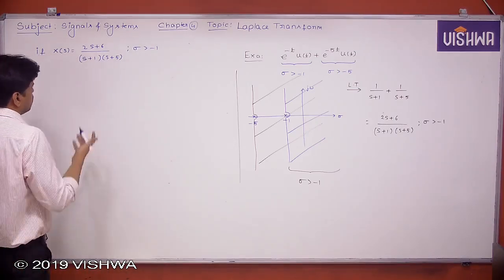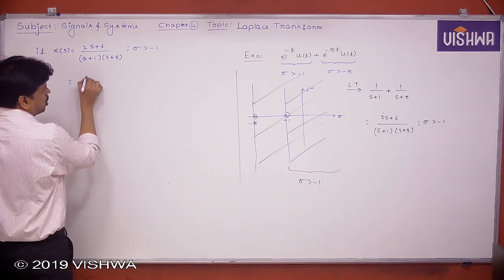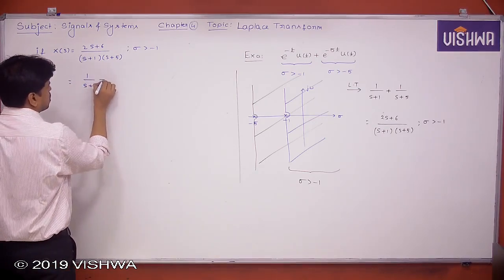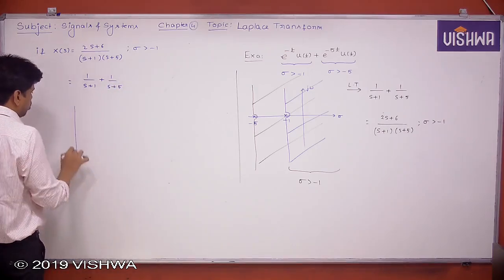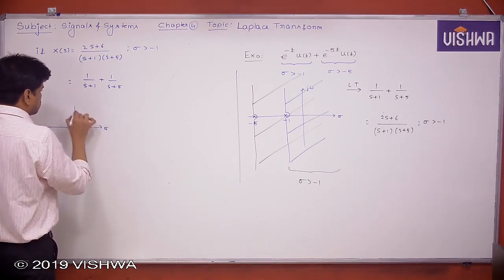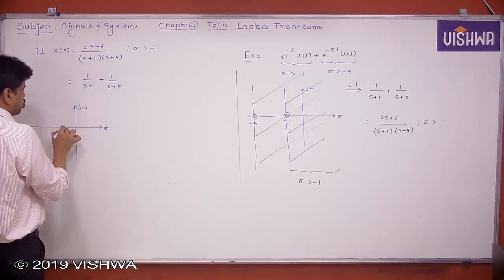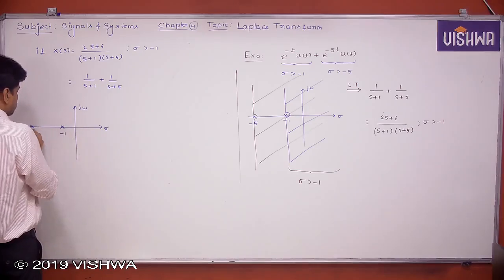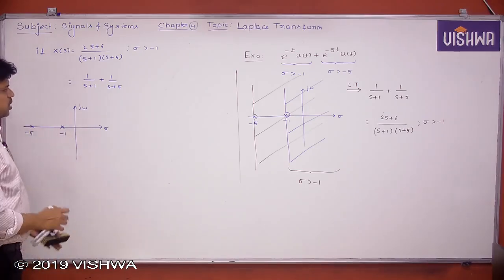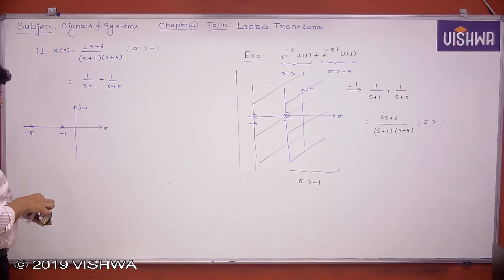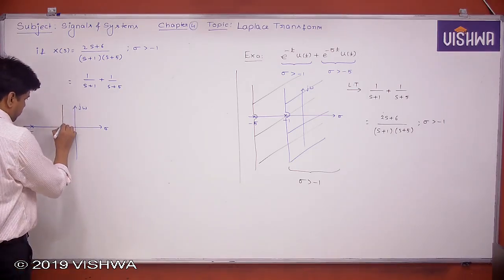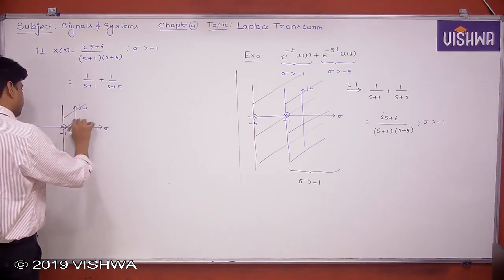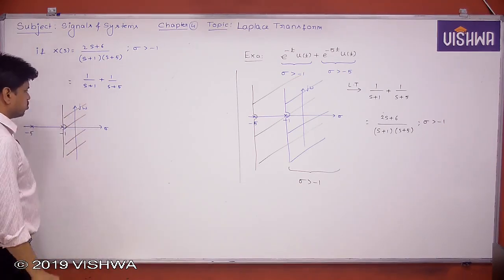So what can we do? First I can apply the partial fractions. Then what are we going to get? 1 by s plus 1 plus 1 by s plus 5. This is what we are going to get. So if I take the pole-zero pattern, we are having two poles: one at -1, another one at -5. Now for this, they have given only one ROC, which is like this. This is the ROC they have given.